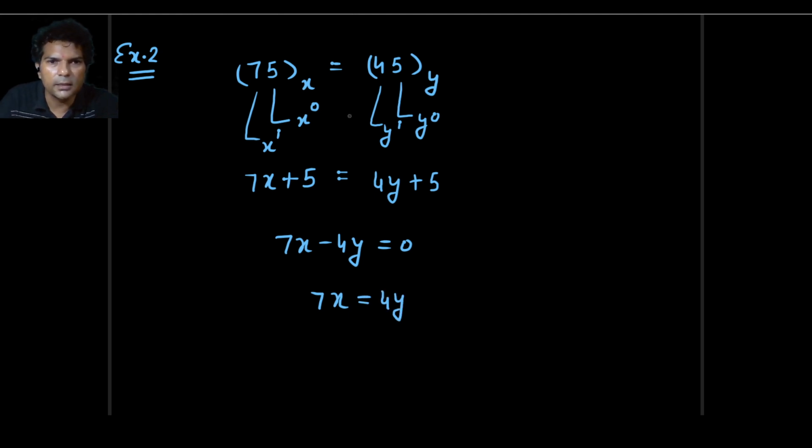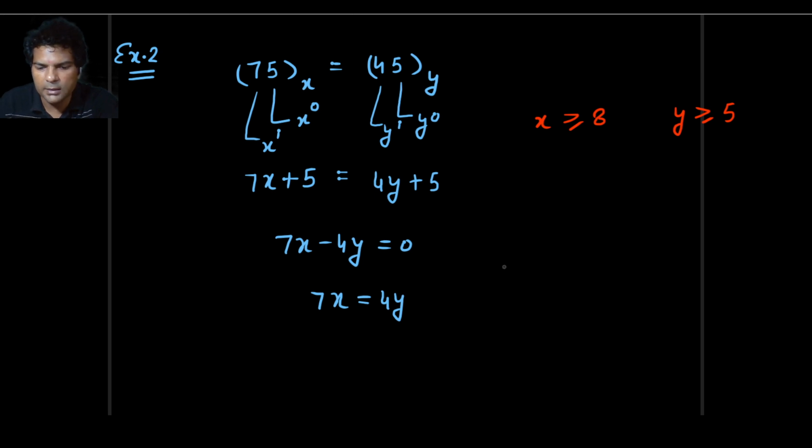Now check from the question itself: x must be greater than or equal to 8, isn't it? Because the maximum digit is 7. And y, that is the base, must be greater than or equal to 6. Clear? So is there any possibility of x and y, where x is greater than or equal to 8 and y is greater than or equal to 5, that satisfies the equation 7x is equal to 4y? Is there any possibility of x and y values?